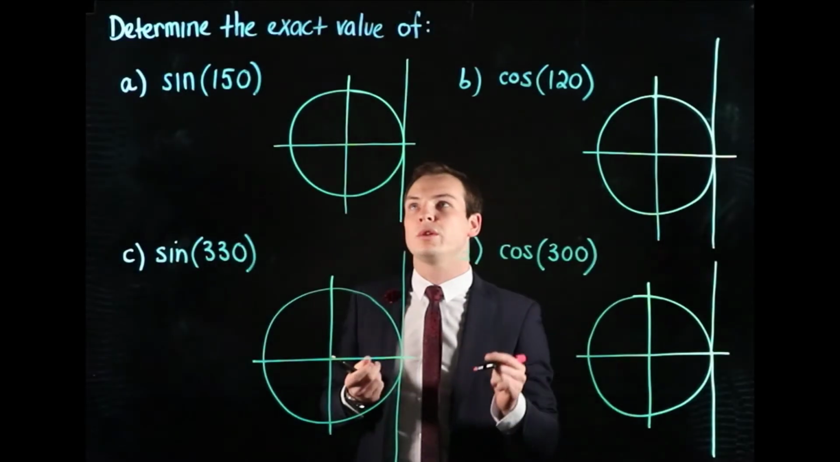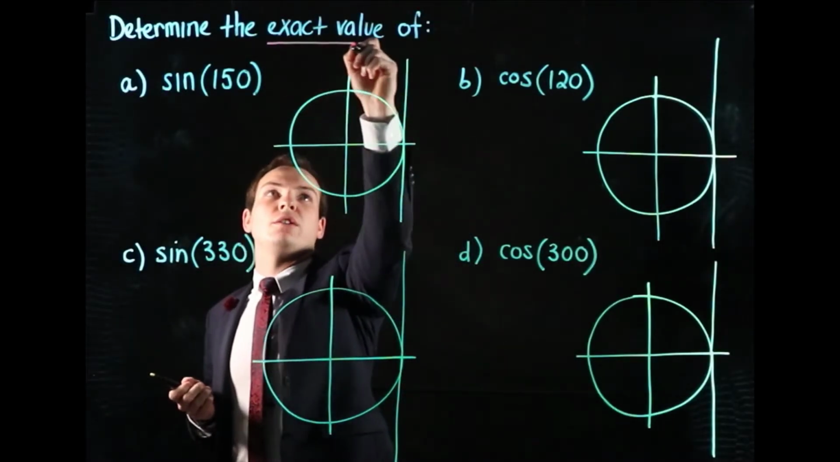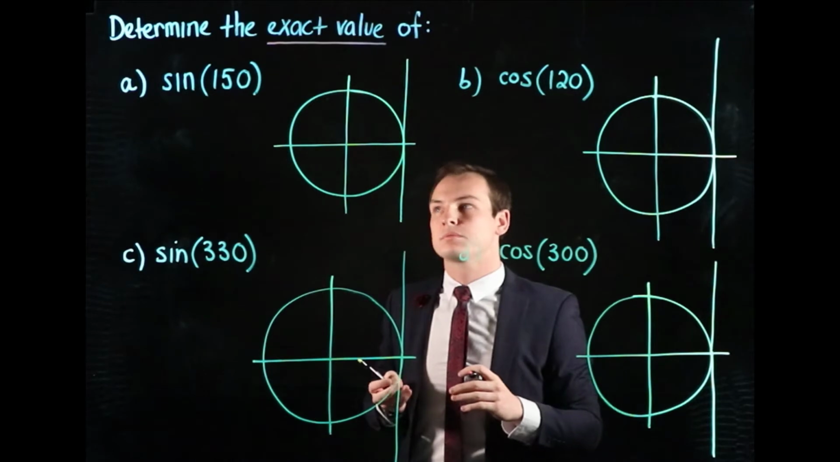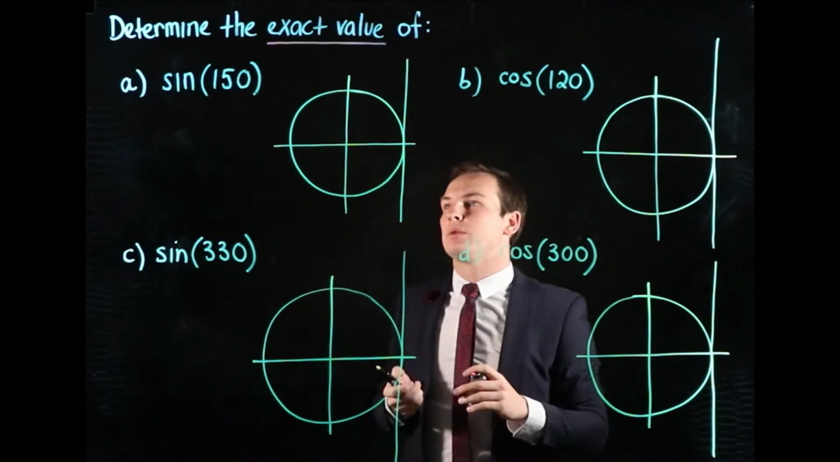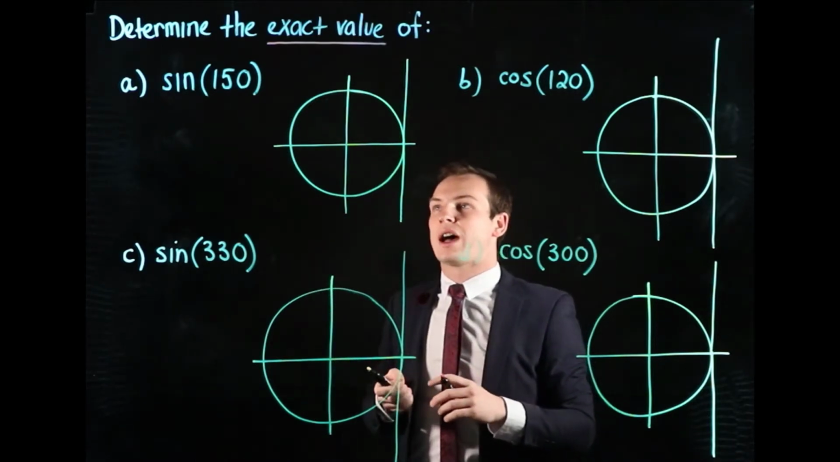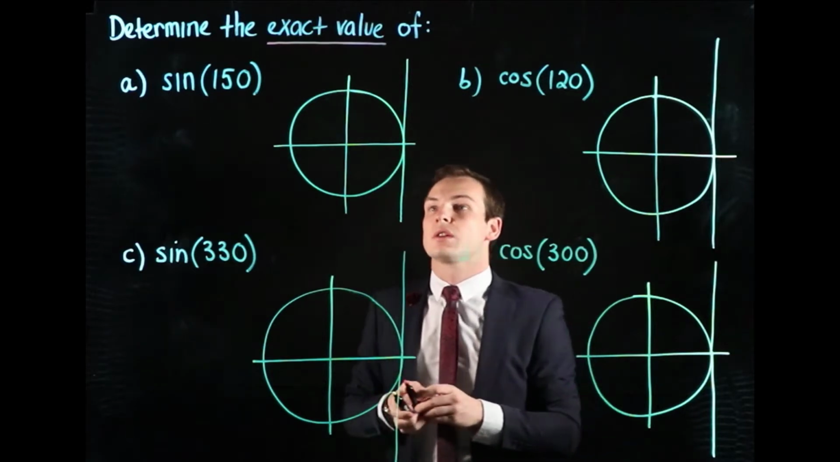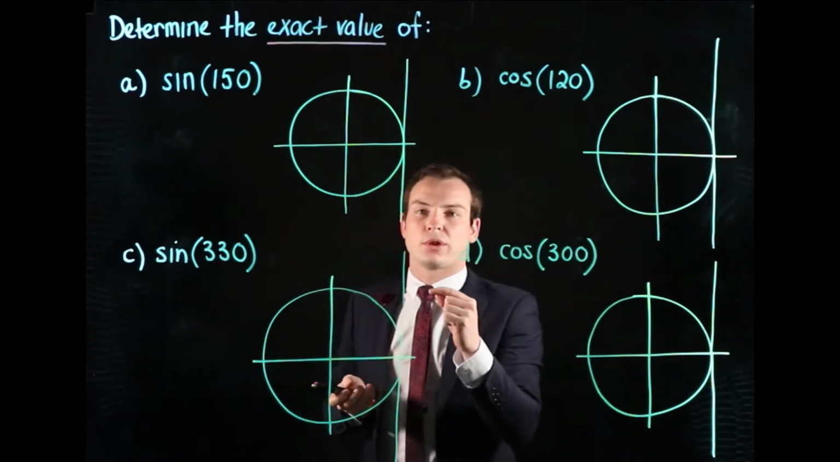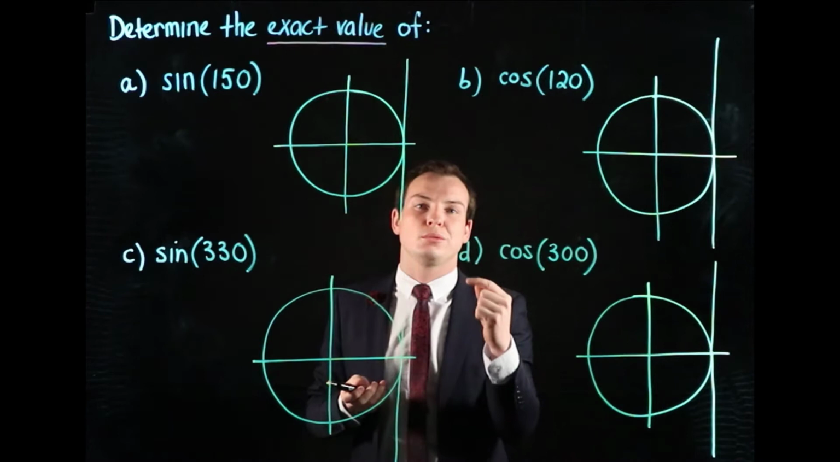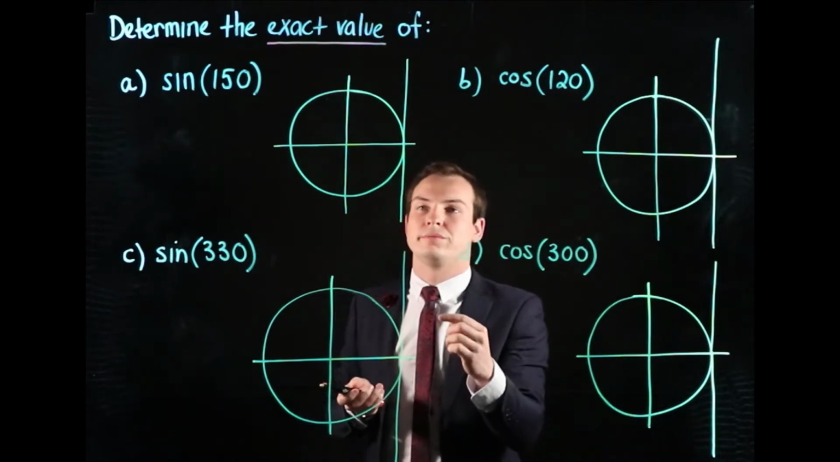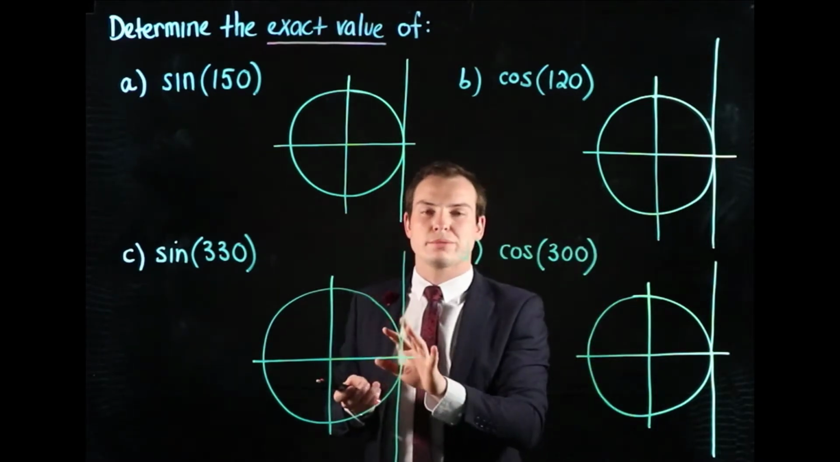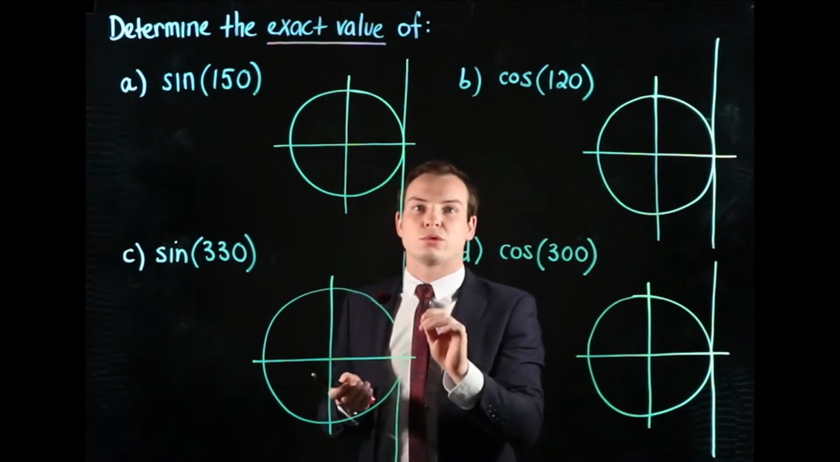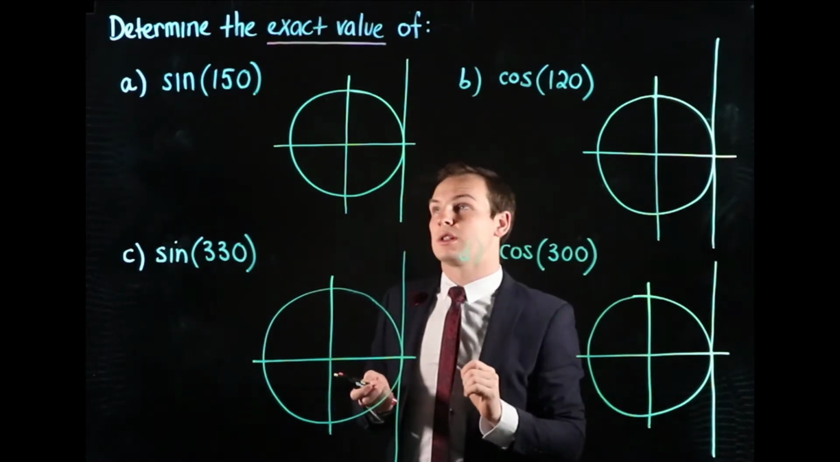In this video, we want to determine the exact value of each of the following. So for part A, we want to find the exact value of sine of 150 degrees. If we want to find the exact value for a question like this, the first thing you'd want to do is draw a unit circle. I've already drawn these, but if you didn't have them in front of you, you'd want to draw them for each of these questions.